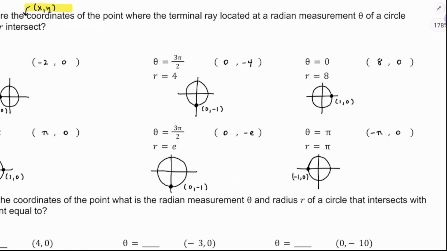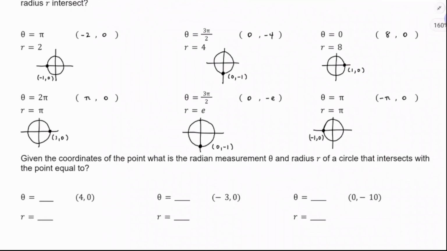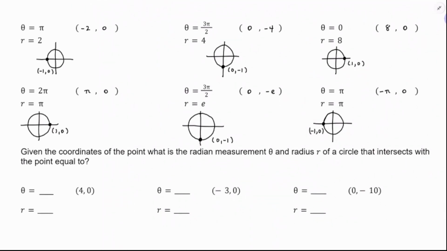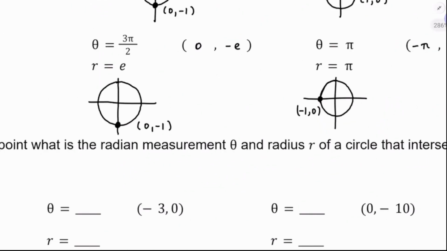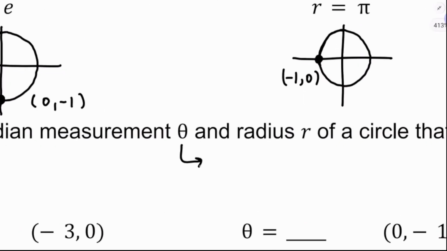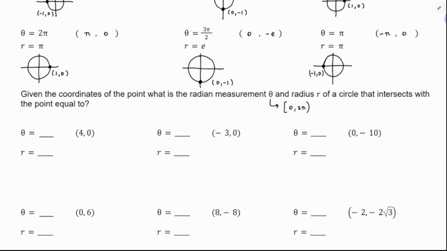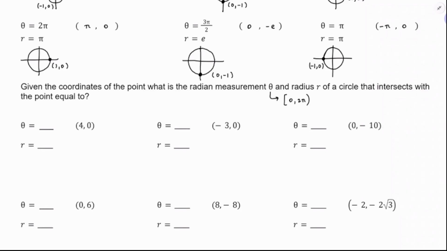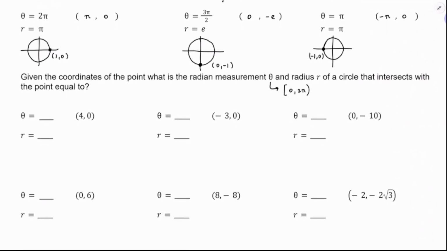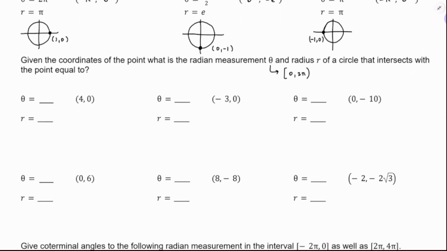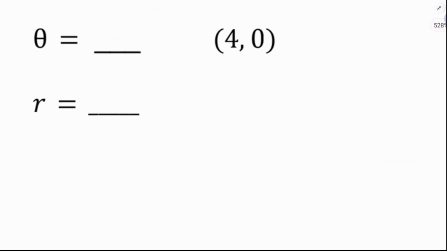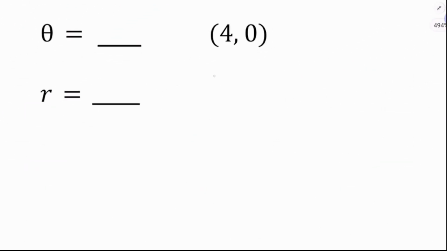All right. Now, given the coordinates of the point, what is the radian measurement theta? Because we have the ability to go outside of it now, I'm going to say on the interval 0 to 2 pi, including 0 and not including 2 pi. And a radius r of a circle that intersects with the point equal to, I don't really follow that sentence, but it's all right. I know what we're looking for.